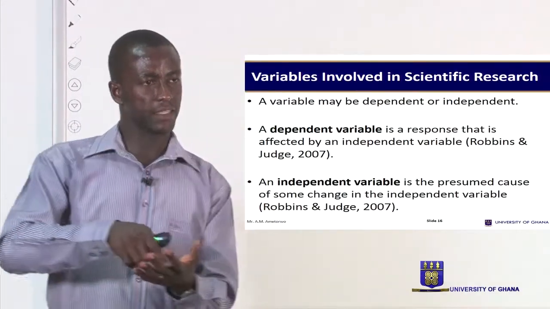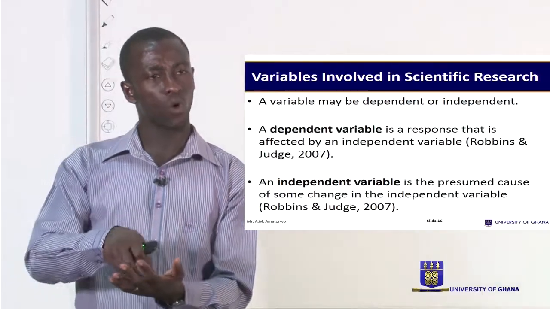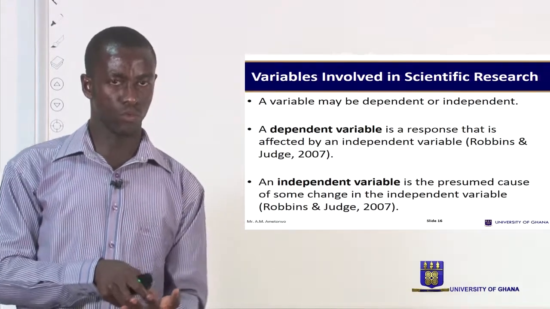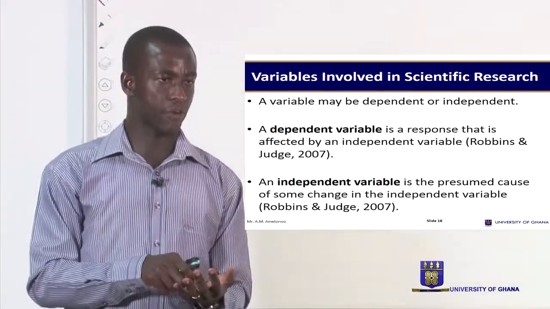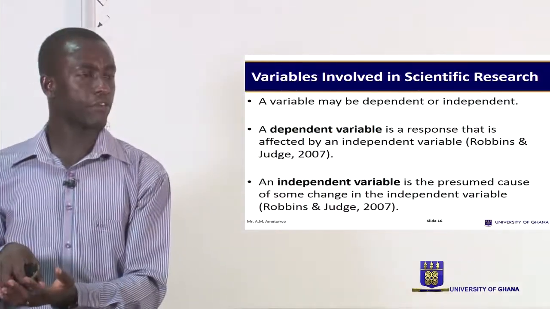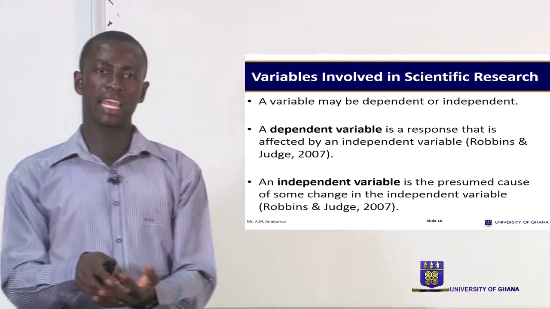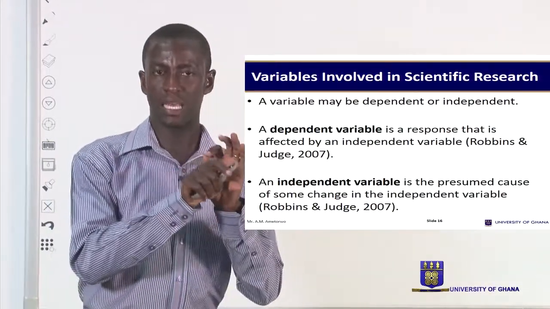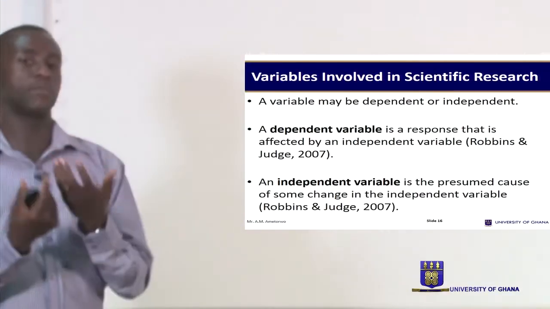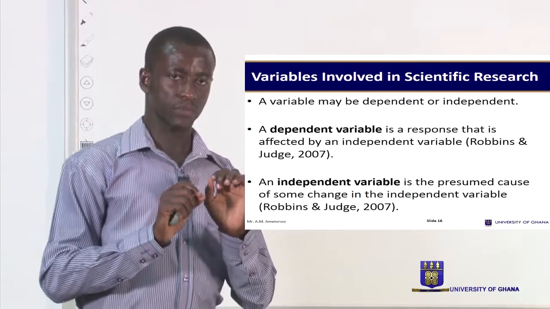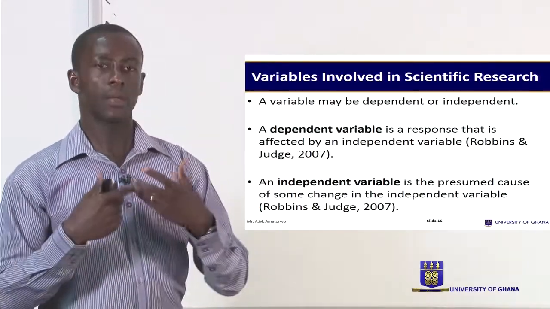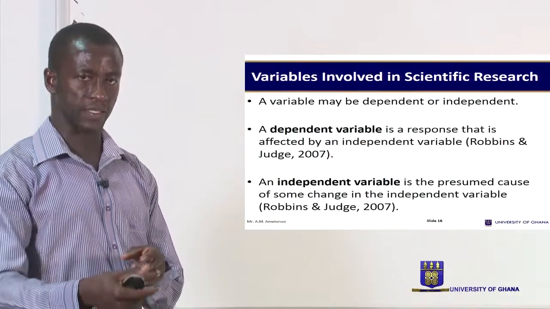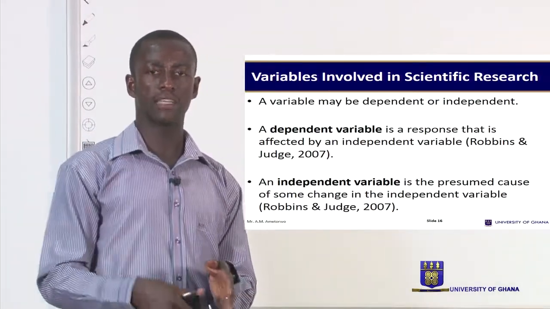And so she is the cause. And whatever she takes in or her lifestyle eventually affects the baby in the womb. That is the dependent variable. So the mother is the independent variable, that is the cause. And then the effect, whatever she does, her lifestyle affects the baby in the womb. That is the dependent. So when we talk about a dependent variable, it is a response that is affected by the independent variable. So the dependent variable is the effect, and the independent variable is the cause.